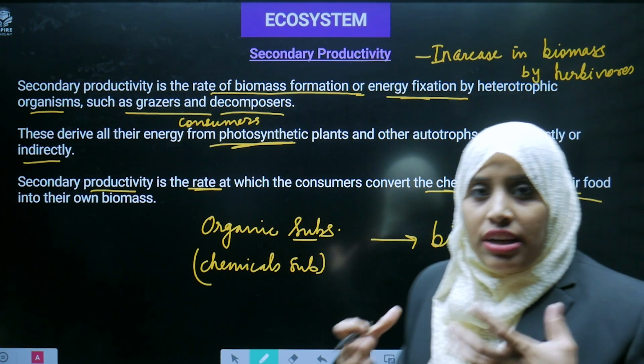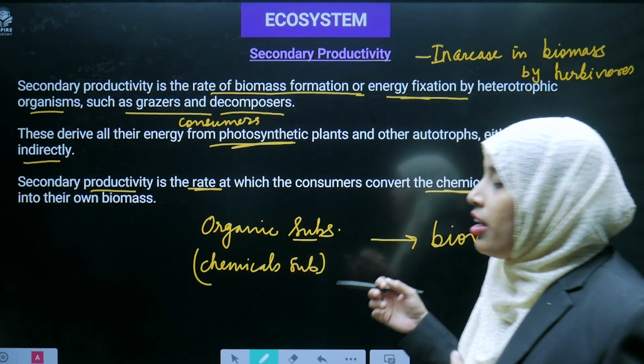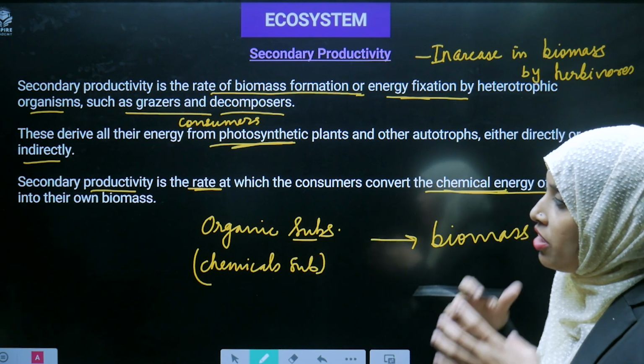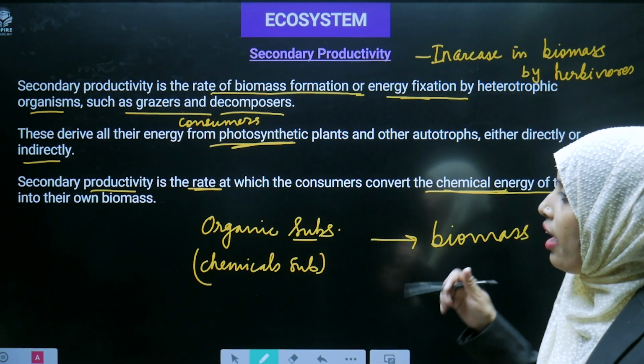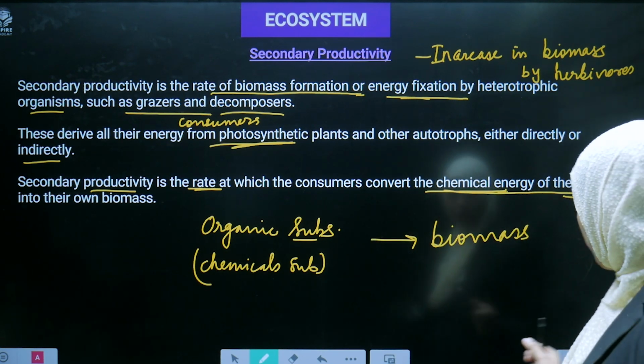Like we are eating food and our body weight is increasing. So any organism that derives food, after eating food, is getting energy and the biomass increases. So that is secondary productivity.